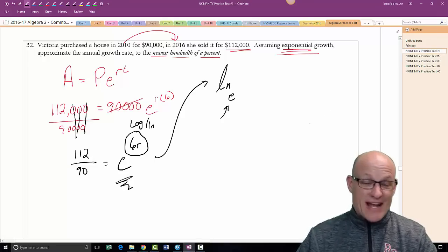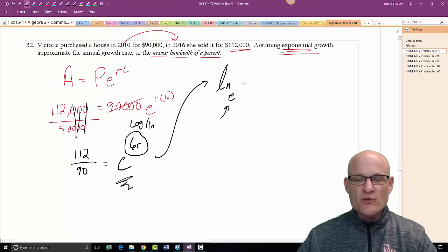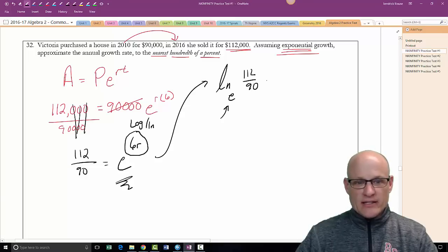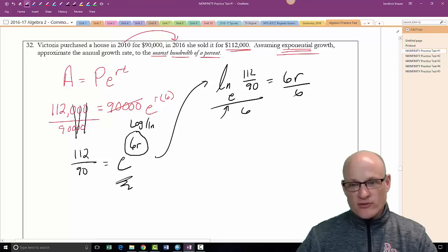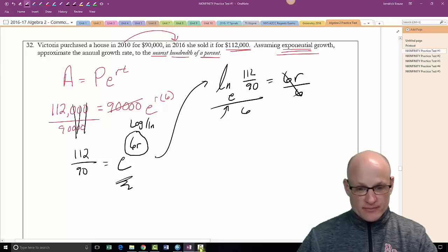Anyway, anytime you use natural logs, you're not going to put in the e. So I'm going to put it there just so I know where it goes. So natural log base e of 112 over 90 is equal to 6r. Divide by 6, divide by 6, and I get, I don't know what I get.